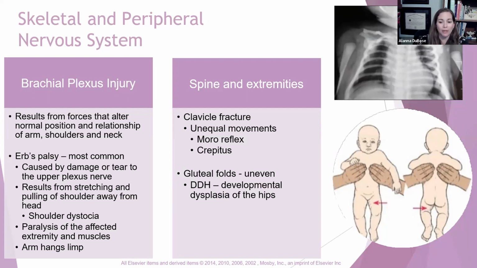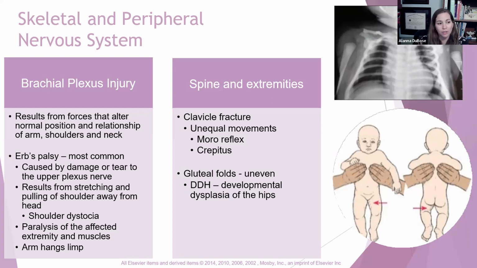Another thing, the next picture down there would be assessing the developmental dysplasia of the hips. And in that, you would see uneven gluteal folds, where one side would have more rolls than the other.